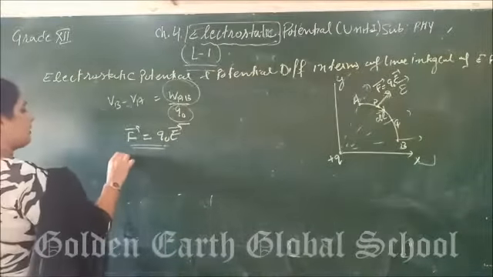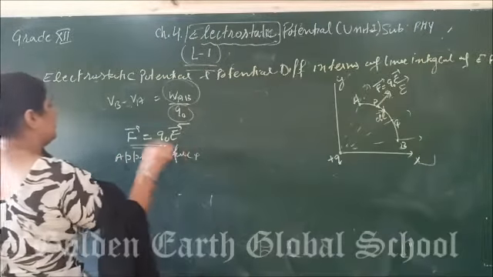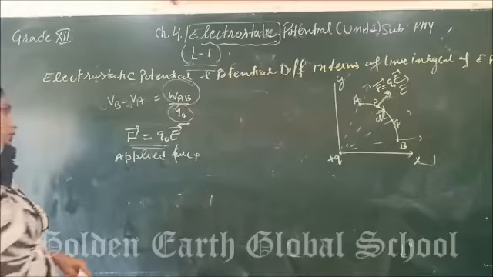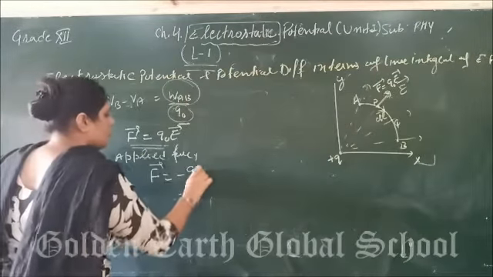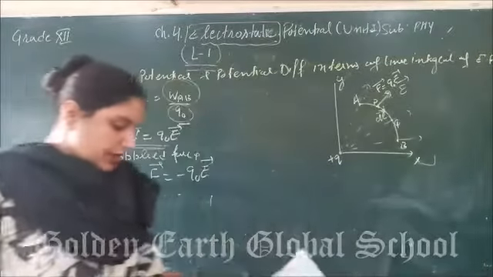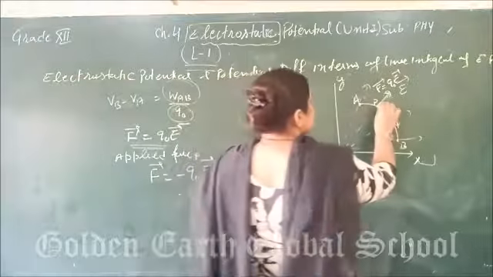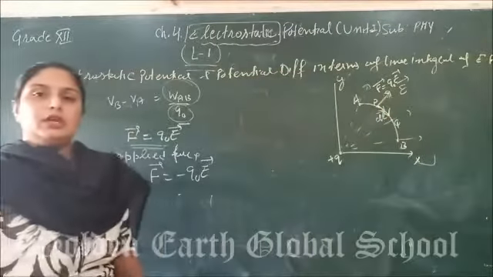That means we have to apply this much force, the applied force, namely F dash. Initially I am going to consider F dash, then the applied force F will be equal to minus Q naught E. Then this is the dl. dl is the path length covered from point P to Q.